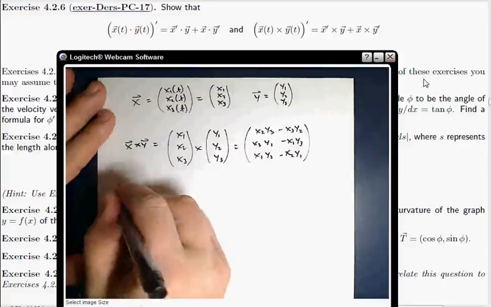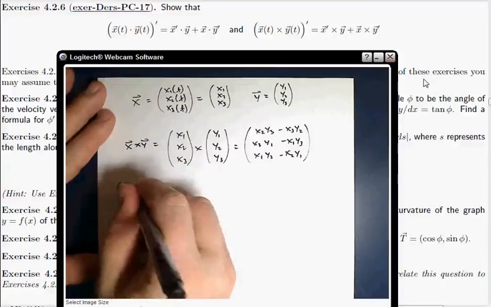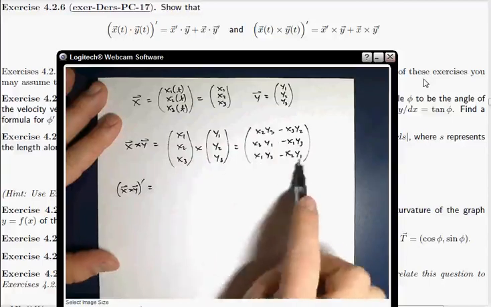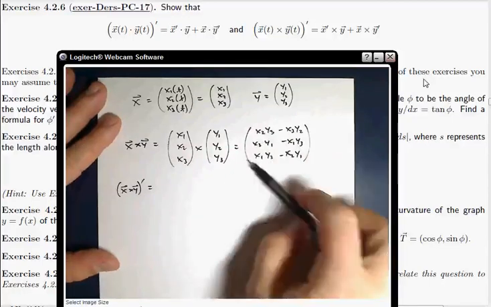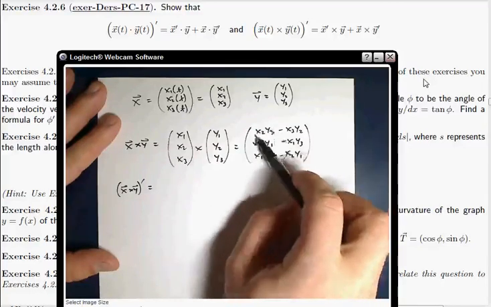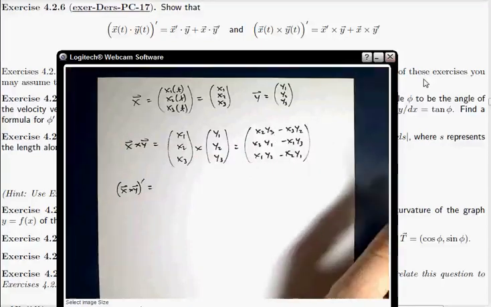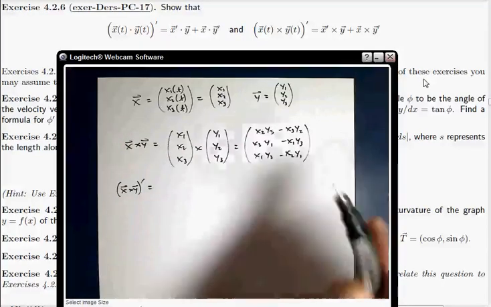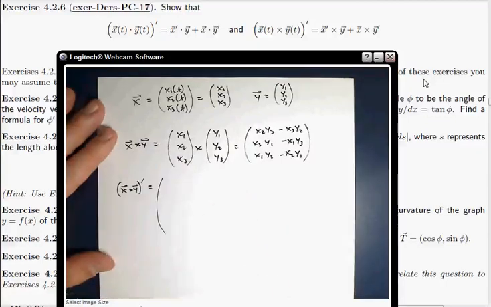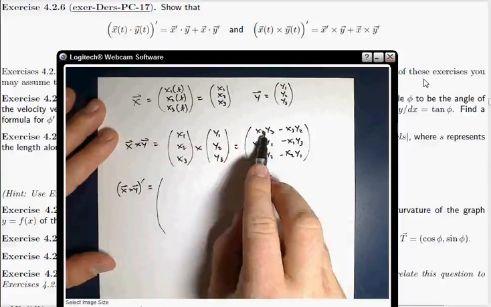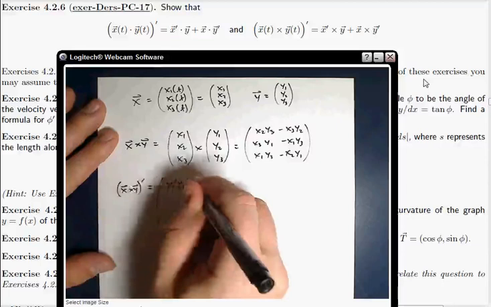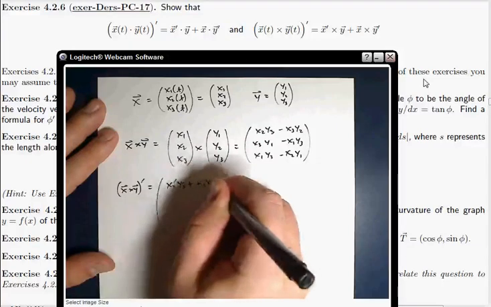Now I need to compute the derivative of x cross y, so I need to take a derivative of all of this. Note that within this expression there are six individual single-variable products, and of course I know the single-variable product rule. So let's write this down. First, the derivative of x2 y3. Well, that's x2 prime y3 plus x2 y3 prime.